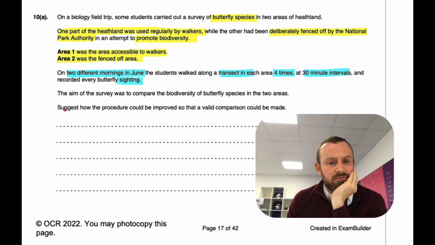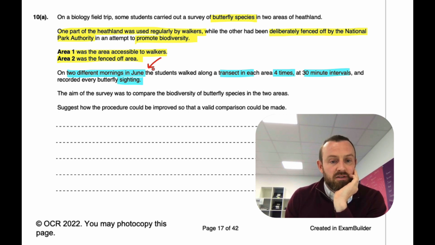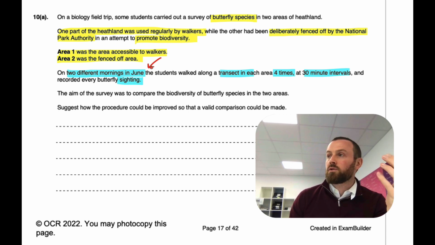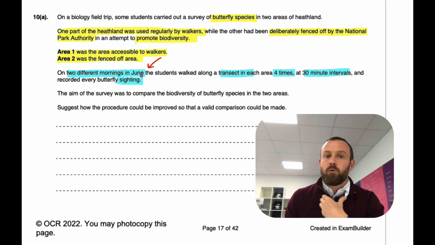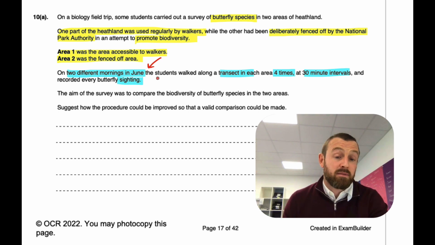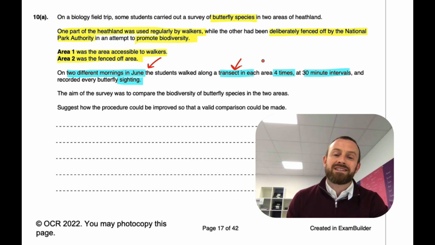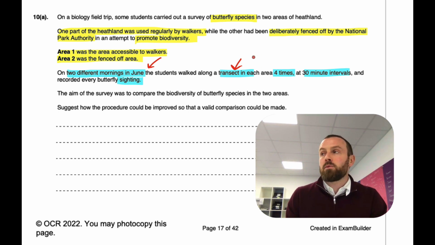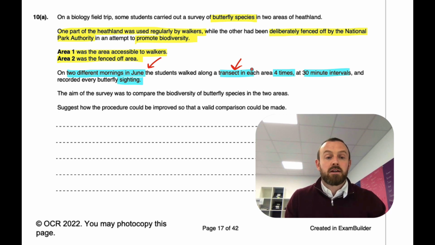Well, this is going to give you some information, but it's not going to be great. First of all, it's only June. So why not do it June, July, August, and then October, November, December? Do it in multiple months, at least 4 different months, in the different seasons, perhaps. So do it at different times of the year. There's only 1 transect being used in each area. Yes, we're walking along it 4 times, but only 1 transect in each area. We can do better than that. Maybe we should have multiple transects, 3 or 4 in each area.